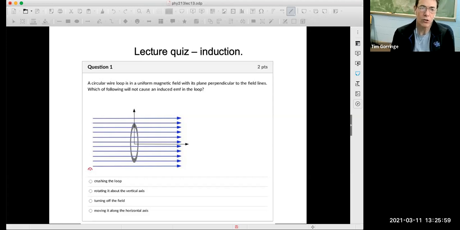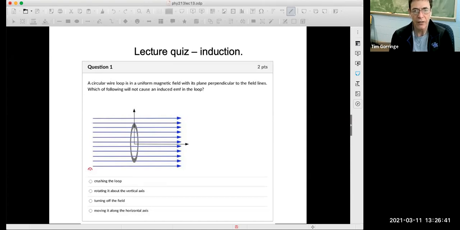Well, induced currents are caused when you've got a changing flux through the loop. So not causing an induced current is when you don't have a changing flux through the loop. If I just slide the loop left to right or right to left along that horizontal axis, the same number of field lines are going through the loop. So the flux through the loop is unchanged, and so there is no induced EMF, no induced current.